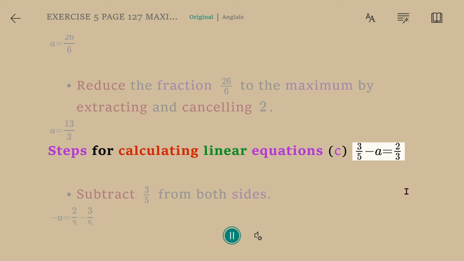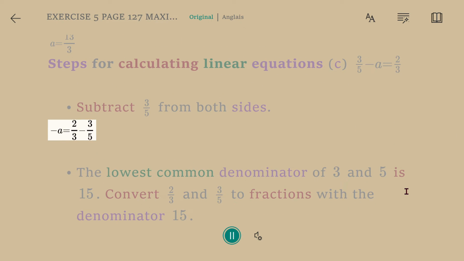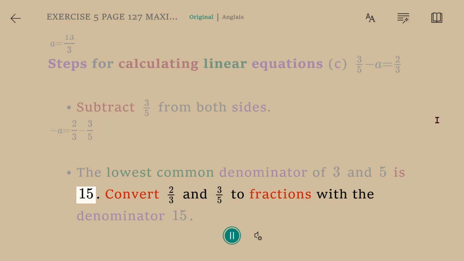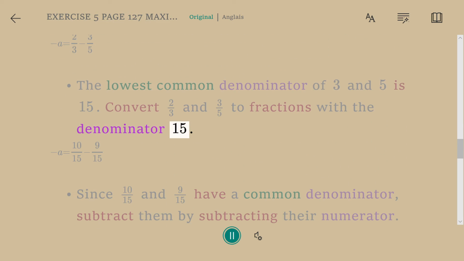C 3/5 minus A equals 2/3. Subtract 3/5 from both sides. Minus A equals 2/3 minus 3/5. The lowest common denominator of 3 and 5 is 15. Convert 2/3 and 3/5 to fractions with the denominator of 15. Minus A equals 10 over 15 minus 9 over 15.